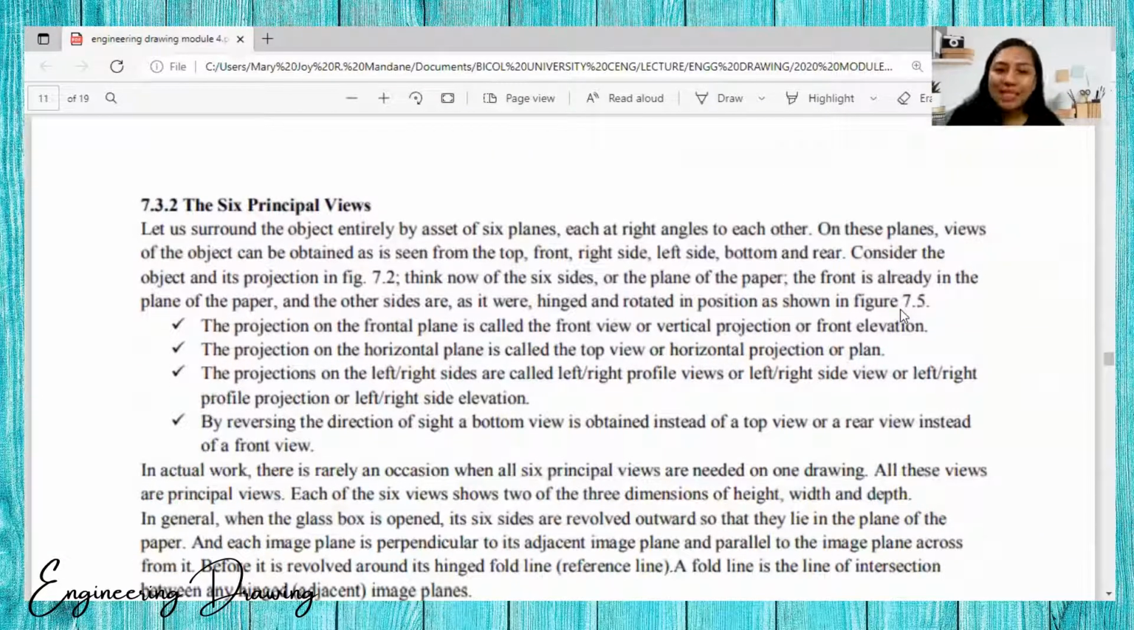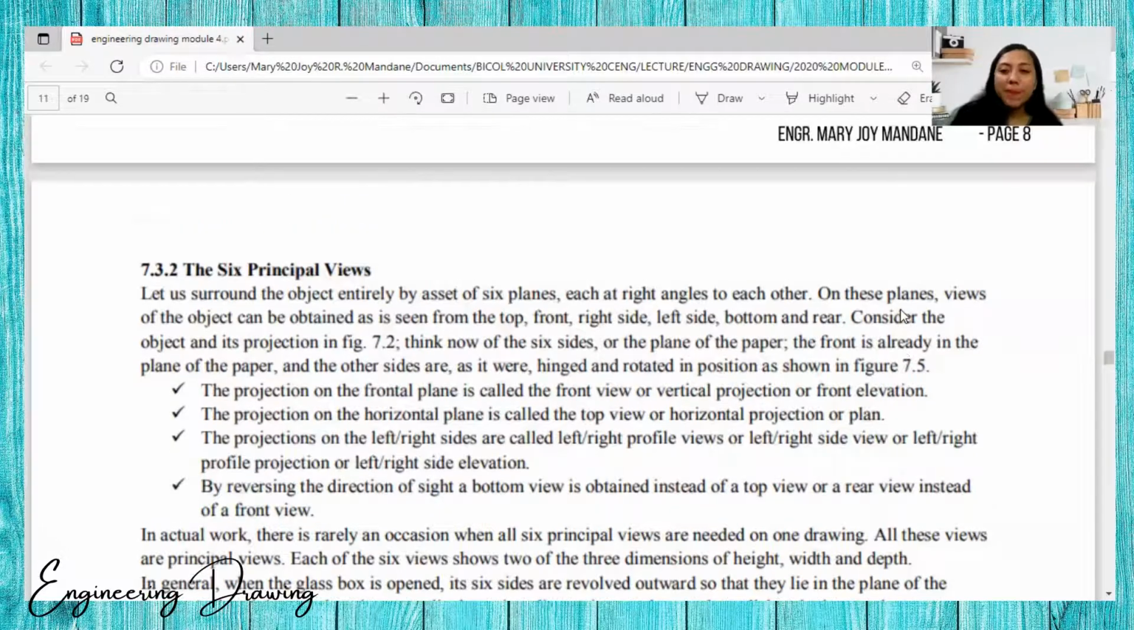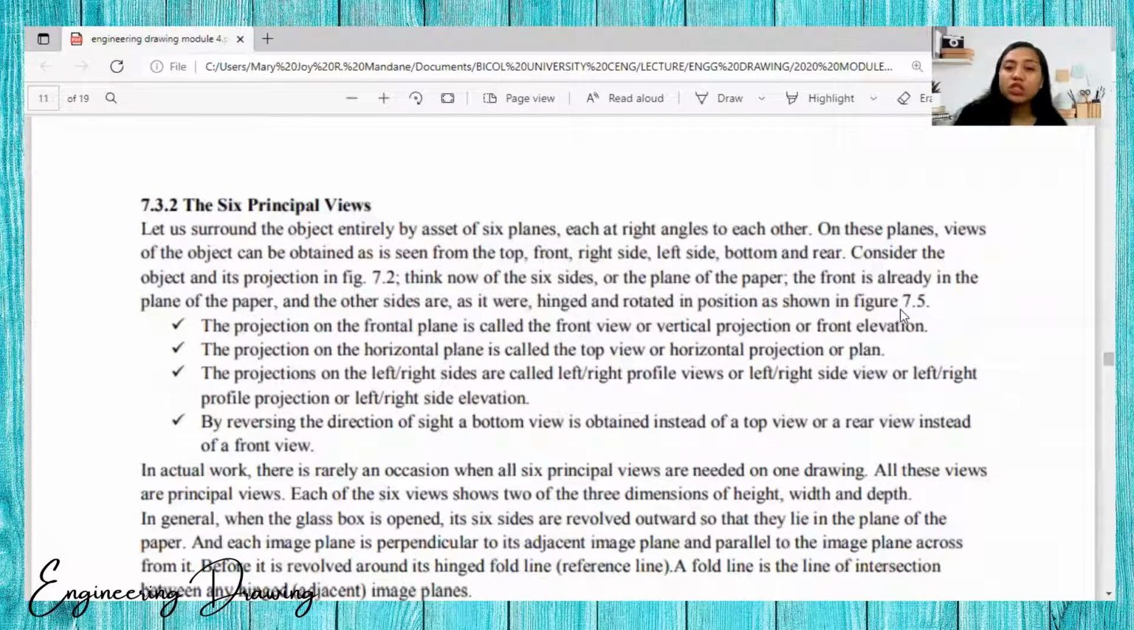So we have also the 6 principal views, and let us surround the object entirely by the axis of 6 planes, each at right angles to each other. On these planes, views of the object can be obtained as seen from the top, front, right side, left side, bottom, and rear. Consider the object and its projections in figure 7.2. Think now of the 6 sides or the plane of the paper. The front is already in the plane of the paper, and the other sides are, as it were, hinged and rotated in position as shown in figure 7.5.